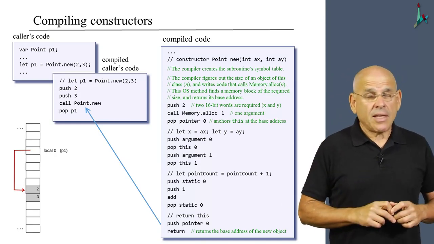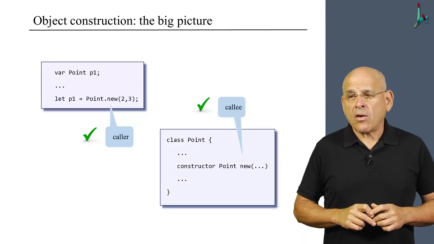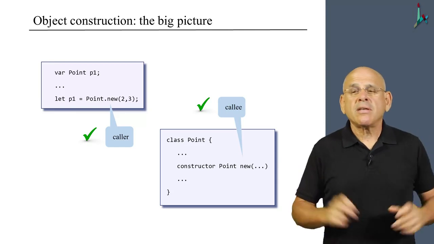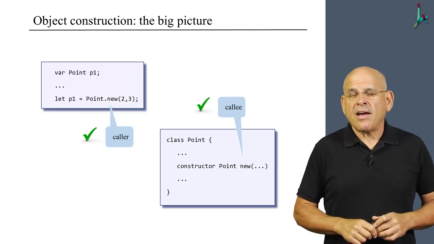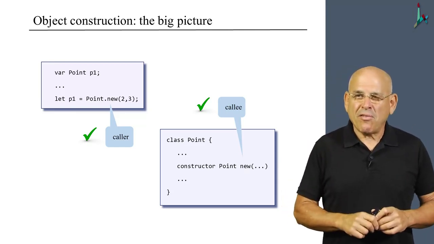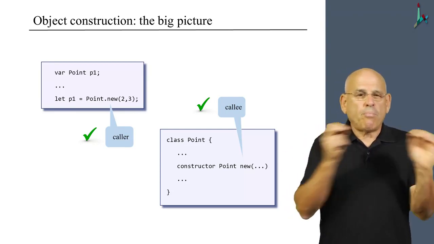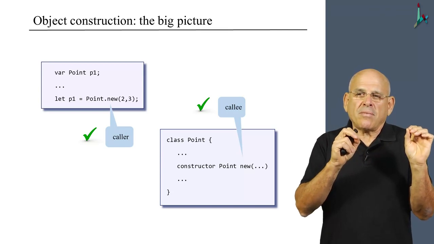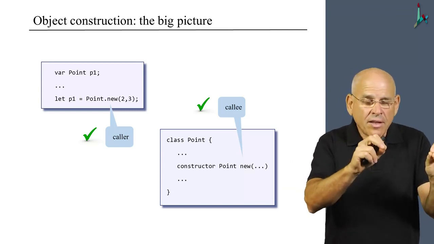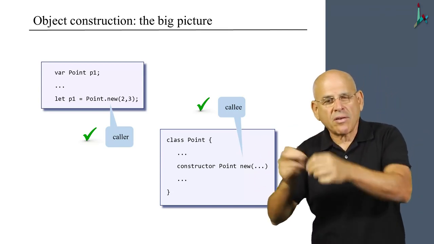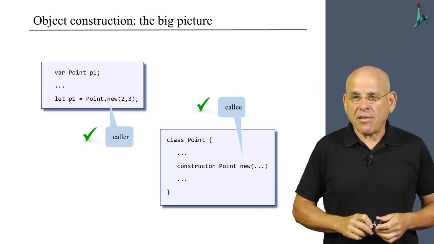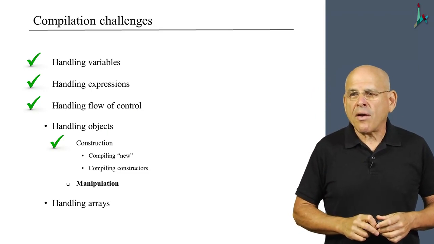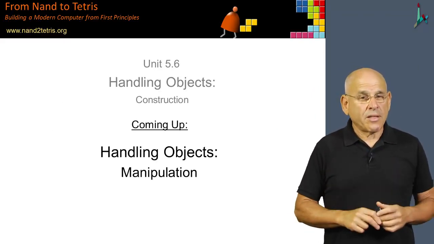So that's it. That's how we handle constructors. And so we have mastered the art and the science of generating code both for the constructor calling as well as for the constructor execution itself. And now that we have done that, we can go on and talk about object manipulation.